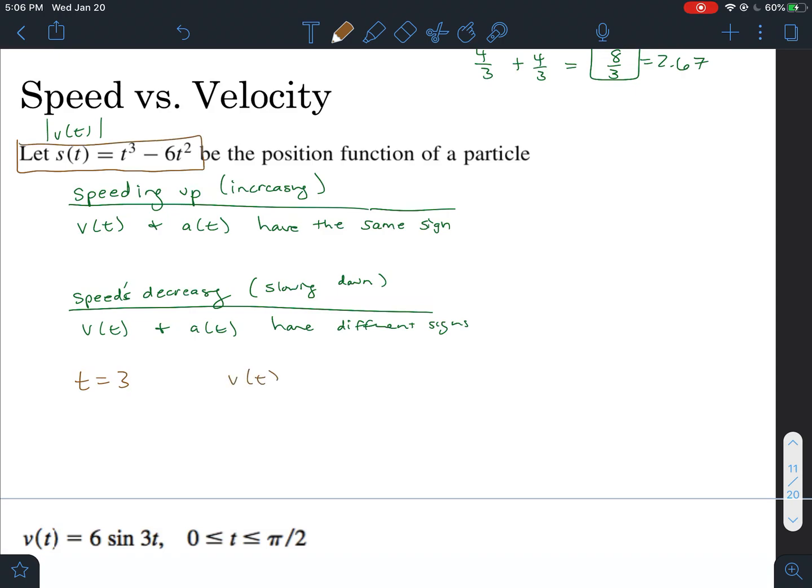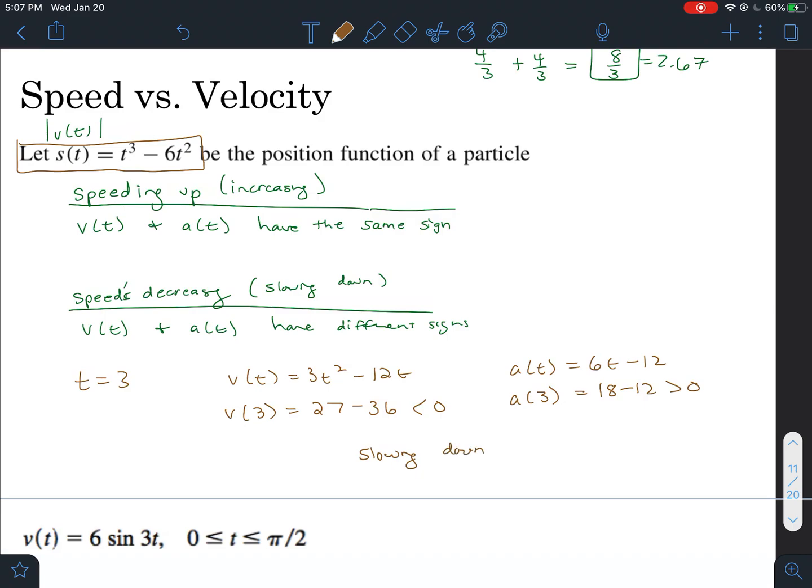So we find the velocity function. The velocity function was 3t squared minus 12t. And so our velocity at 3 would be 27 minus 36, which is less than 0. So at time equals 3, the velocity is negative. And then we look at the acceleration function. The acceleration function is 6t minus 12. And the acceleration at 3 would be 18 minus 12, which is positive. So since the velocity is negative and the acceleration is positive, the particle is going to be slowing down at t equals 3 because the velocity and acceleration have different signs.